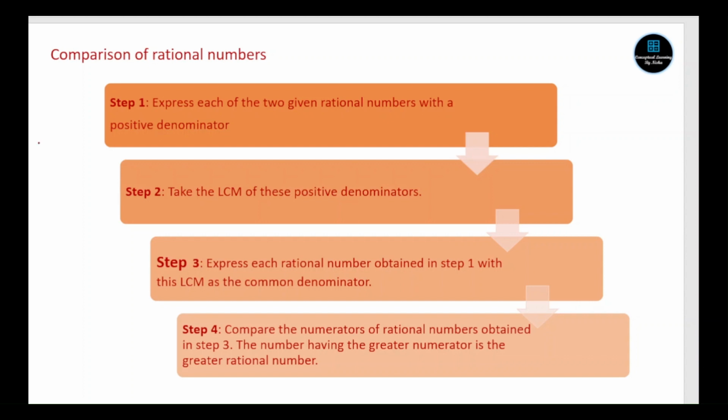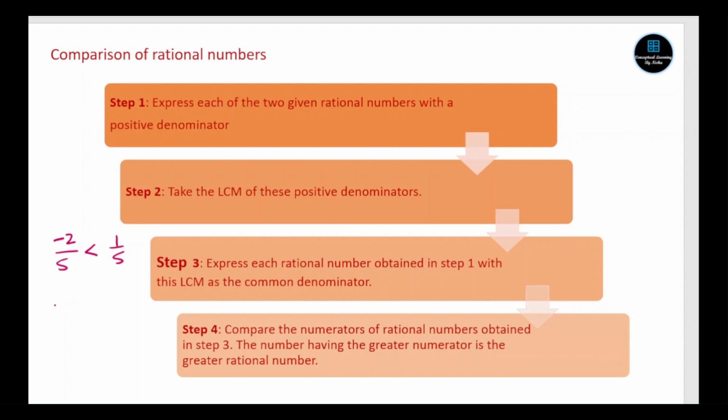So for example, let's say we are given minus 2 upon 5 and 1 upon 5. Now here the denominators are same, so I'll compare the numerators. Now 1 is greater than minus 2, so this number is smaller. Right? One more example if I'll take.